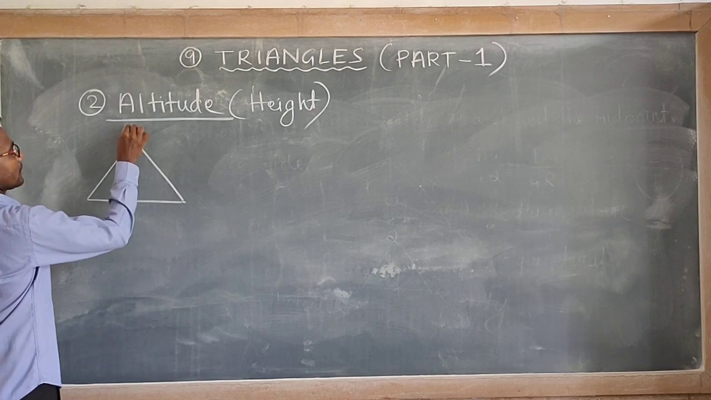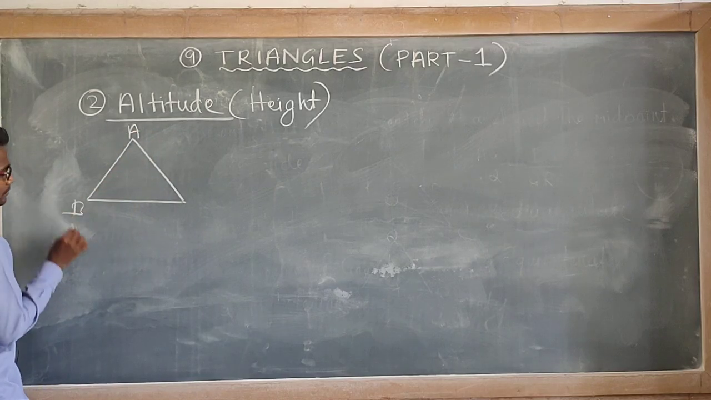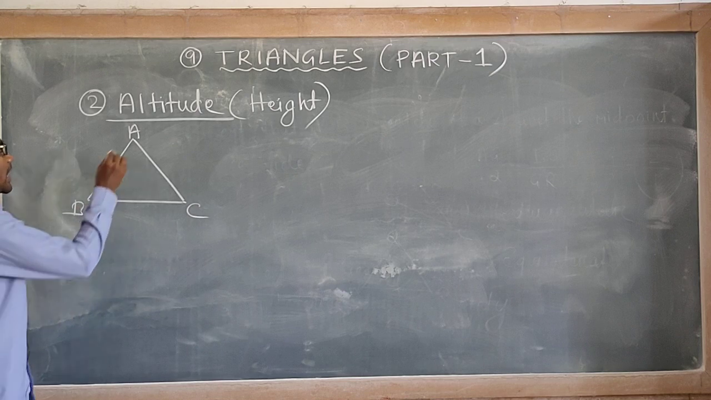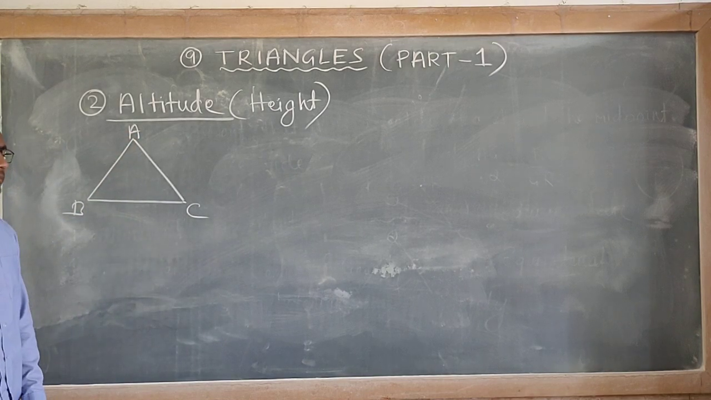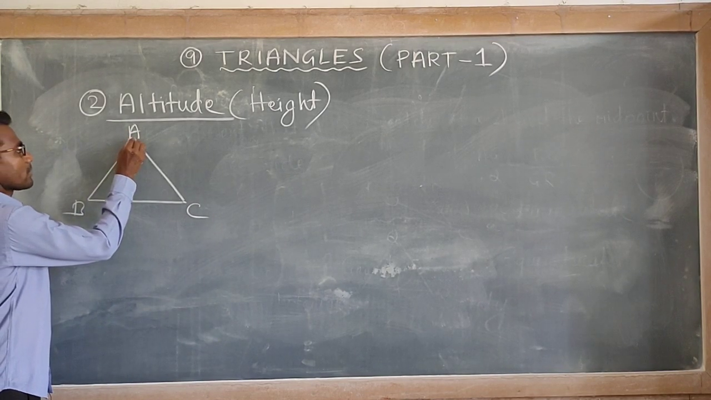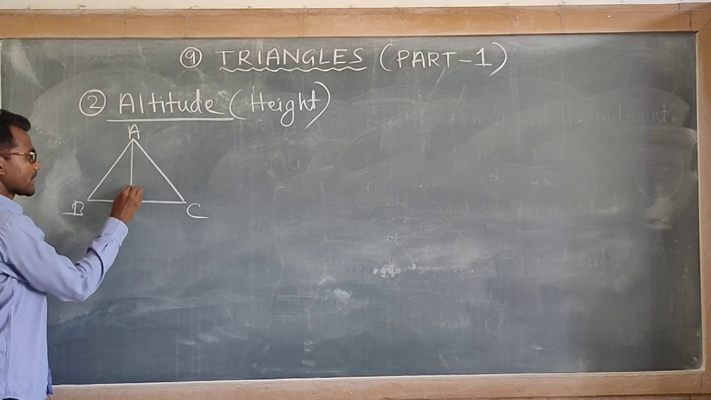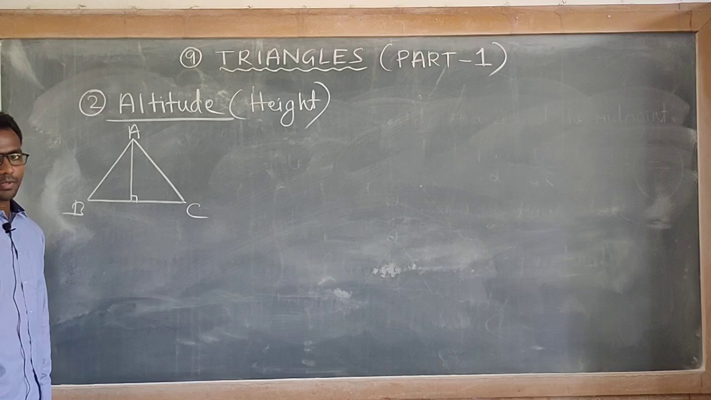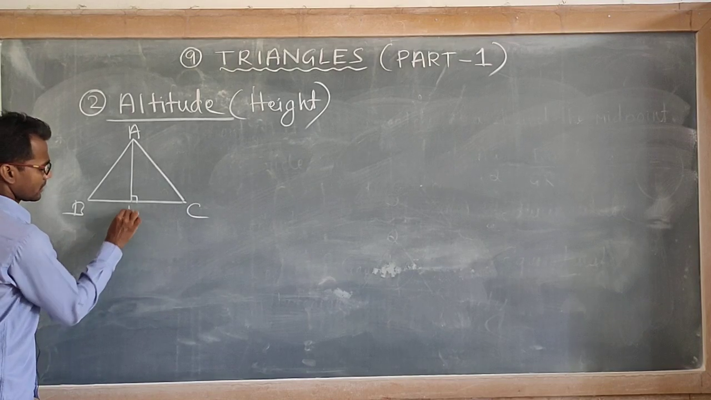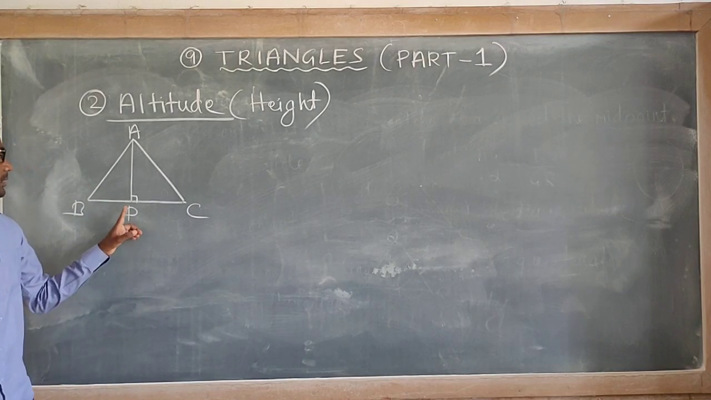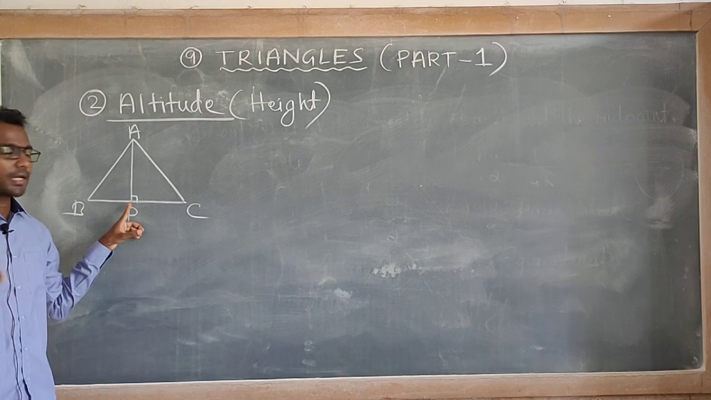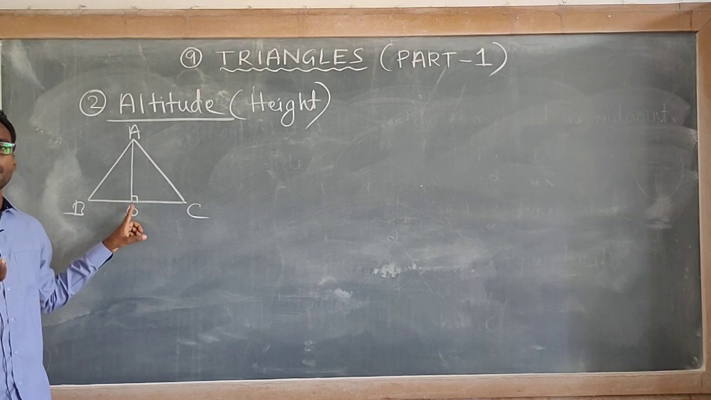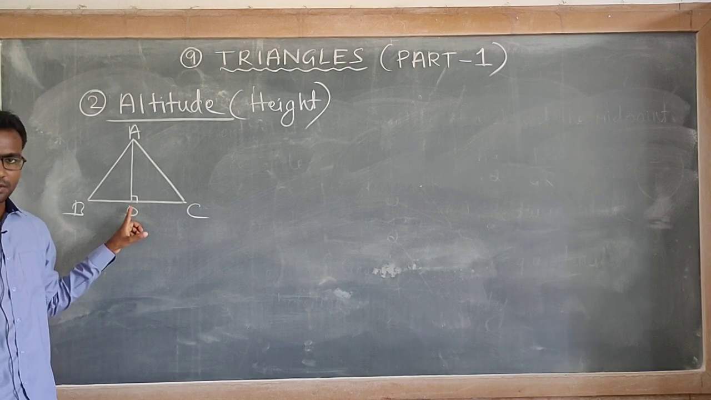Suppose this is A, B, C. Suppose I start from one vertex, A. From A, I will draw one perpendicular on BC. Suppose this is P. P is not necessarily the midpoint of BC. P may be the midpoint of BC, may not be the midpoint of BC. That we cannot say.